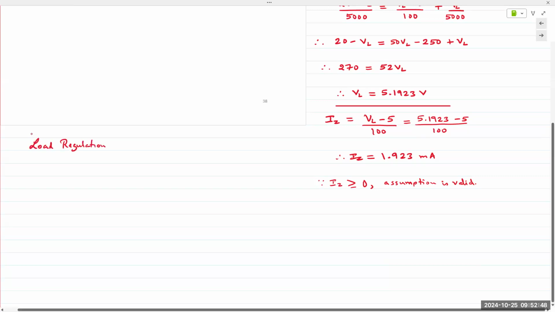Okay, so we have load regulation and we have line regulation. Load regulation, of course, is change in output voltage as a function of the change in load resistor. So in this case, the load current. And then line regulation is change in output voltage as a function of change in source voltage. Okay.